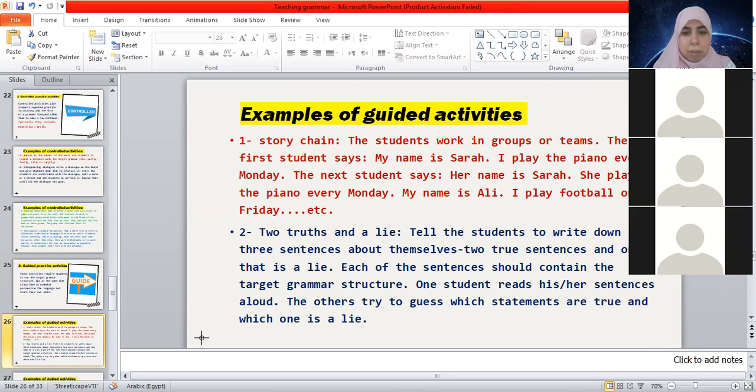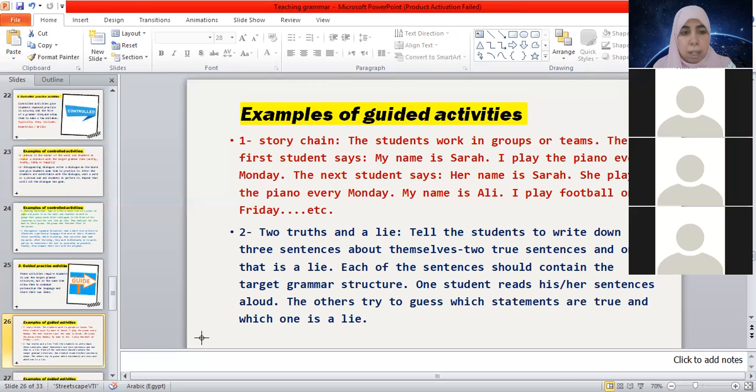It's a speaking activity, and it's all about memory because I'm supposed to remember all my students' sentences. It's challenging, yes. This way makes your students keep focused. I have to pay attention to remember what my students said because I repeat it again. Okay, this is the first one, the story chain. The next one is two truths and a lie.